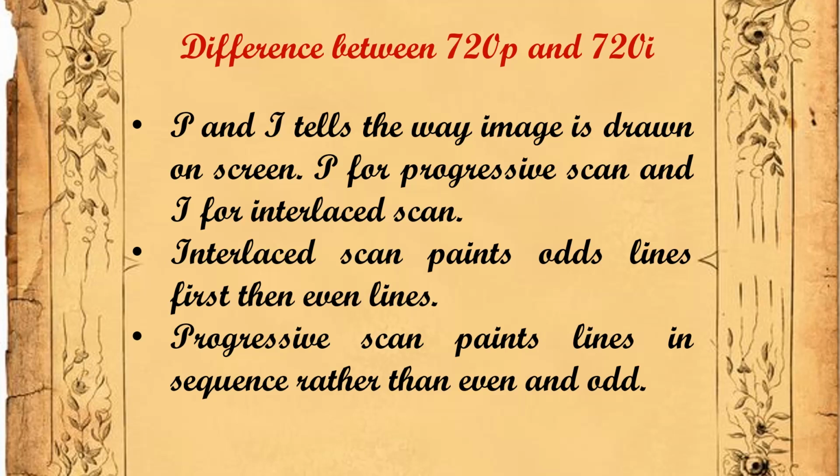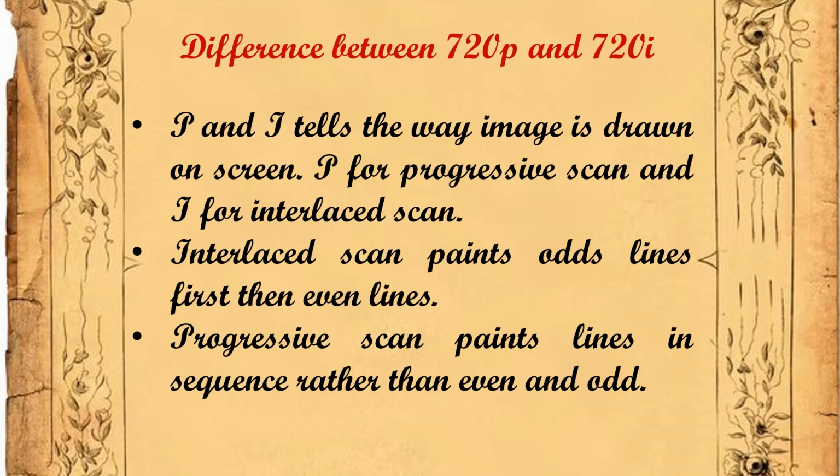Let me tell you about the difference between 720p and 720i. Before that, pixels are arranged in grids on the screen. They form horizontal and vertical lines. Horizontal lines are simultaneously controlled by the system to produce the image.